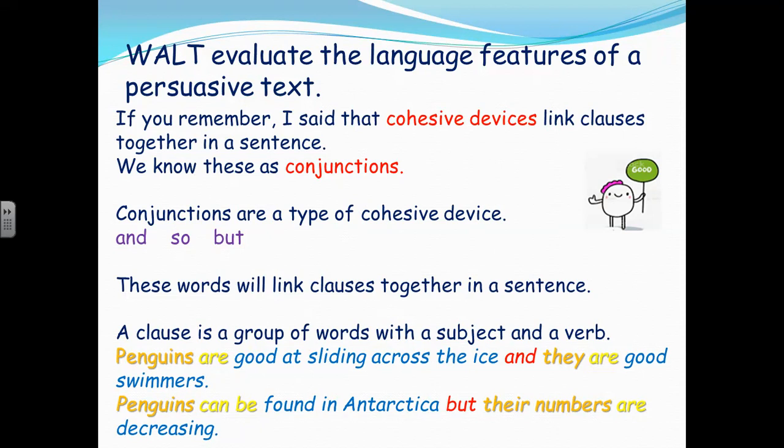In my examples below, I have put the subject in orange, the verb in yellow, and the conjunction or the cohesive device in red. So: penguins are good at sliding across the ice and they are good swimmers. Penguins can be found in Antarctica, but their numbers are decreasing.